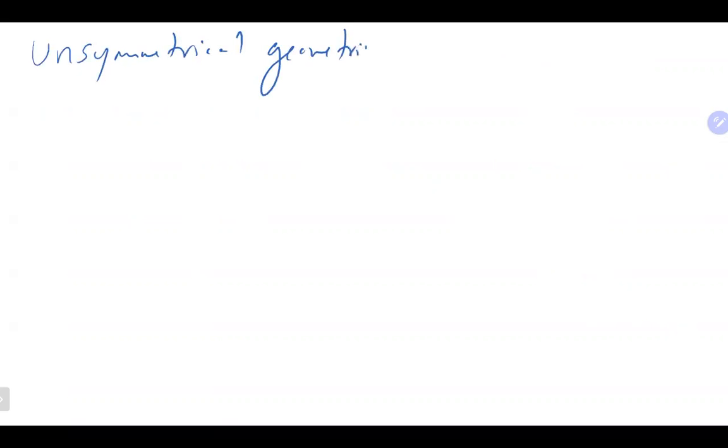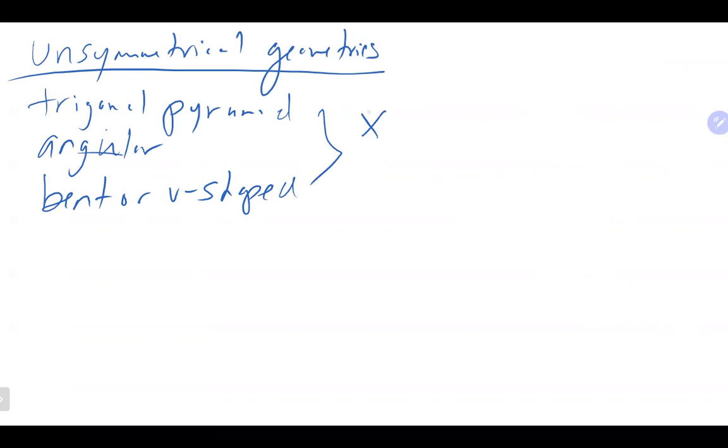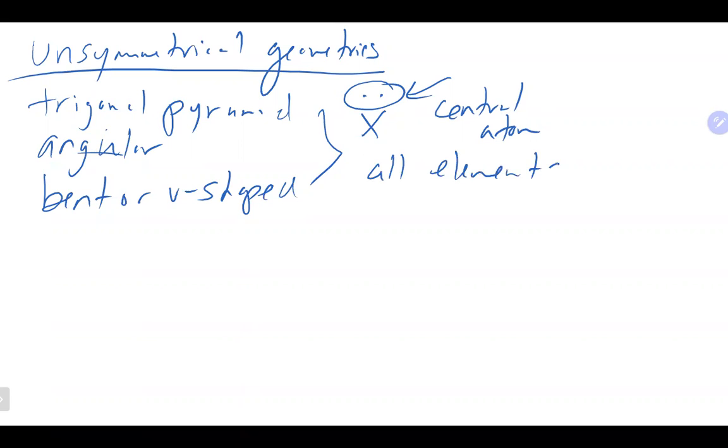And basically what these unsymmetrical geometries are for you guys is trigonal pyramid, angular, and bent or V-shaped. What all these guys have in common is when you draw your Lewis structure, you got some dots on the central atom. And if you have dots on the central atom and all of the elements on the outside are the same, it is going to be a polar molecule.